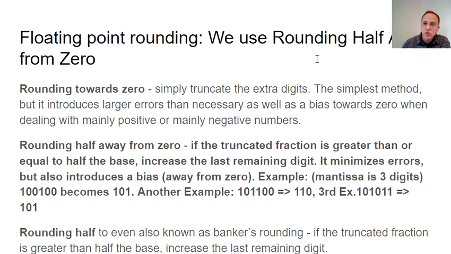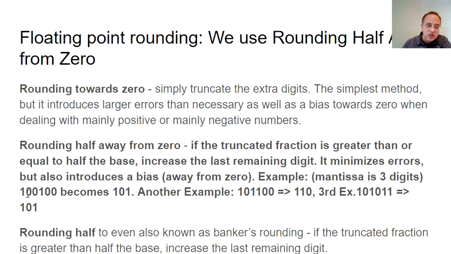If our number is too large, too many digits, we're going to need to round the mantissa. So there are 3 methods of rounding. We're going to just focus on this middle one, which is the one that MIPS actually uses, called rounding half away from 0. That's the name of it, as opposed to rounding towards 0. If the truncated fraction is greater than or equal to half the base, then increase the last remaining digit. It minimizes errors. Now, this rule could also be for decimal numbers, but it also introduces a bias away from 0. Let's do an example of a 3-digit mantissa in binary.